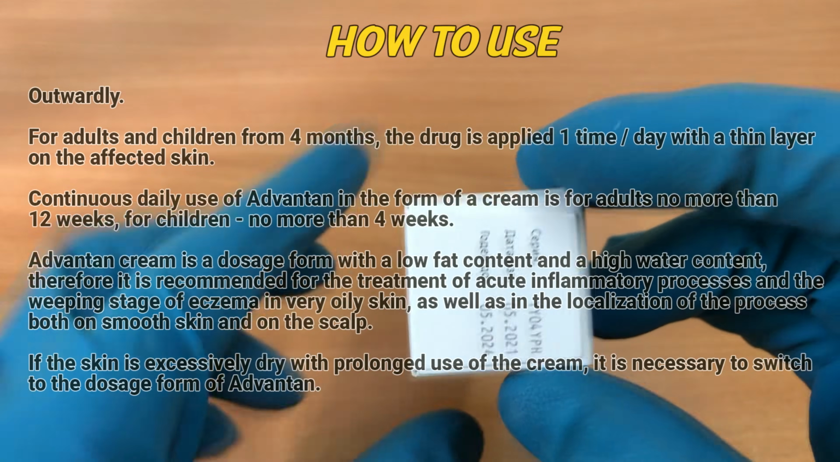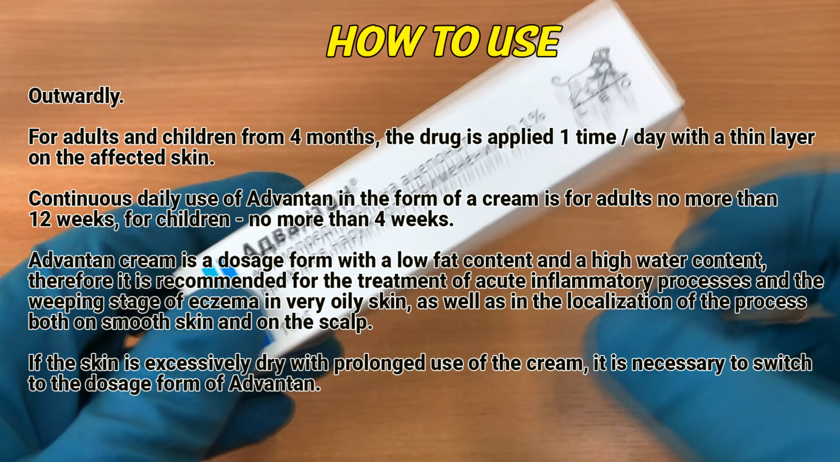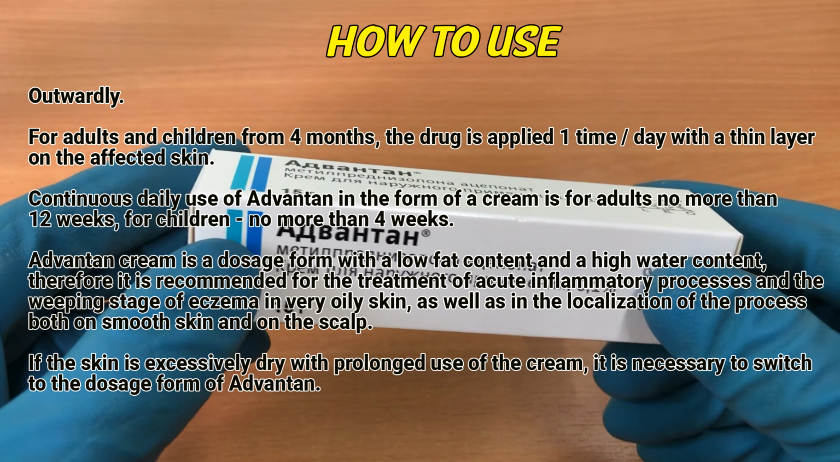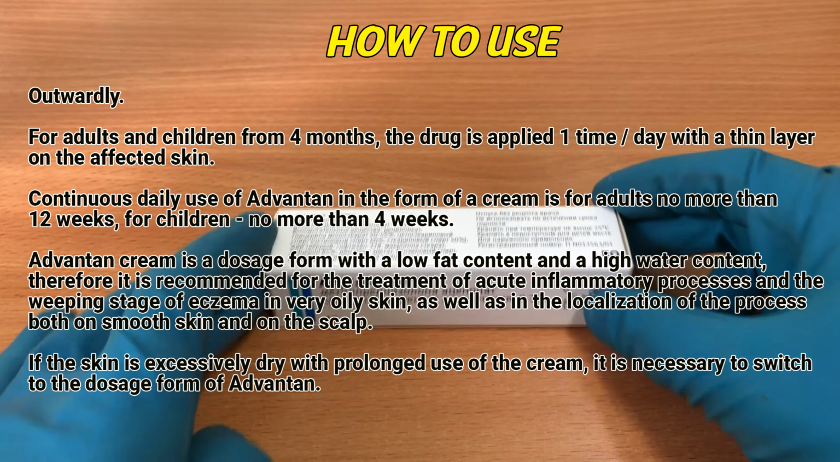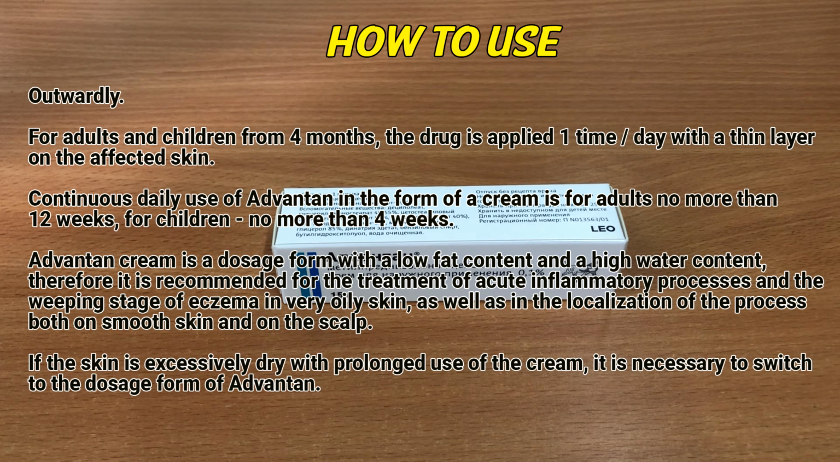How to use: outwardly. For adults and children from 4 months, the drug is applied 1 time per day with a thin layer on the affected skin. Continuous daily use of Advantan in the form of a cream is for adults no more than 12 weeks, for children no more than 4 weeks.